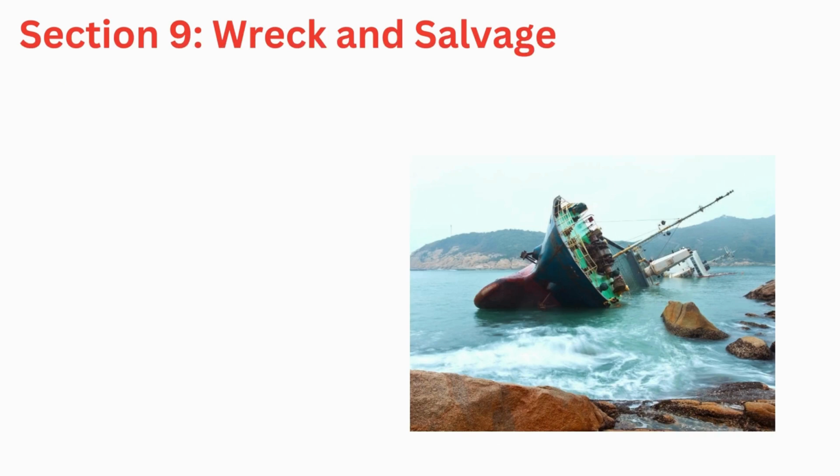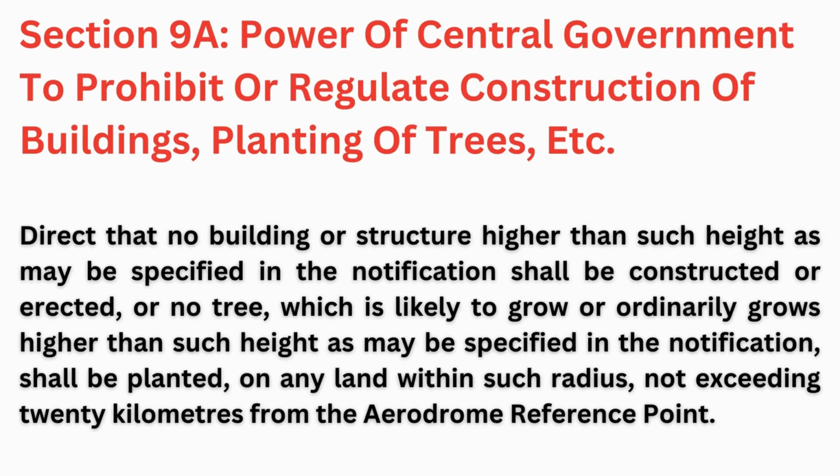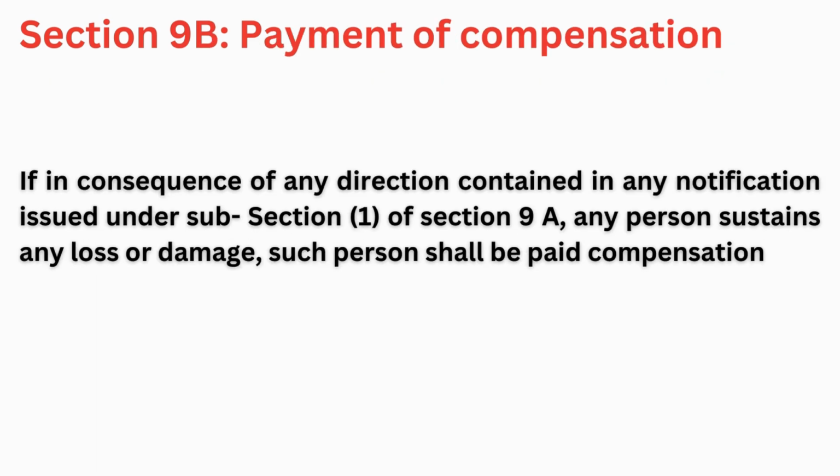Section 9. Wreck and salvage. Provisions similar to those for maritime vessels apply to aircraft regarding wreck and salvage. Section 9A and 9B, Regulation of construction and compensation. The central government can regulate construction near aerodromes and provide compensation for any losses incurred due to these regulations.